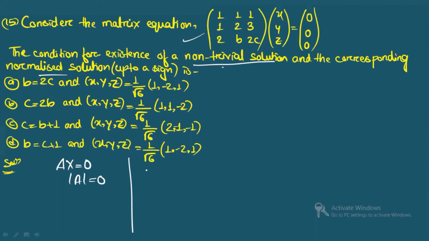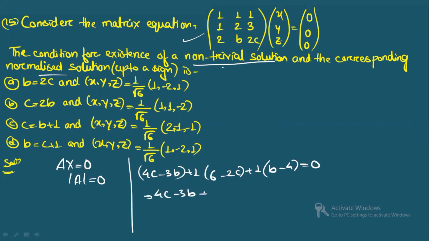So what will it be? 1 into 2 into 2c, so it is 4c minus 3b, right? Plus 1 again, 3 twos are 6, minus 2c. Again, plus 1 times b minus 4. So this must be equal to 0. So here, 4c minus 3b plus 6 minus 2c plus b minus 4 equals 0. This is what you are getting.